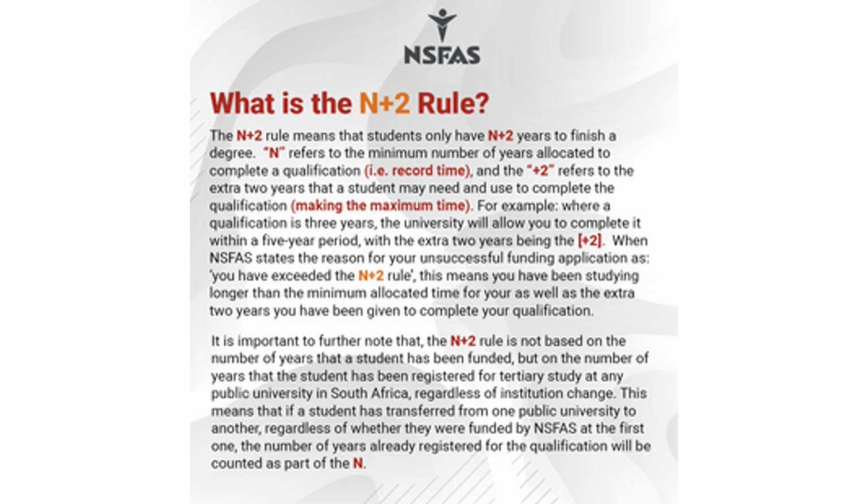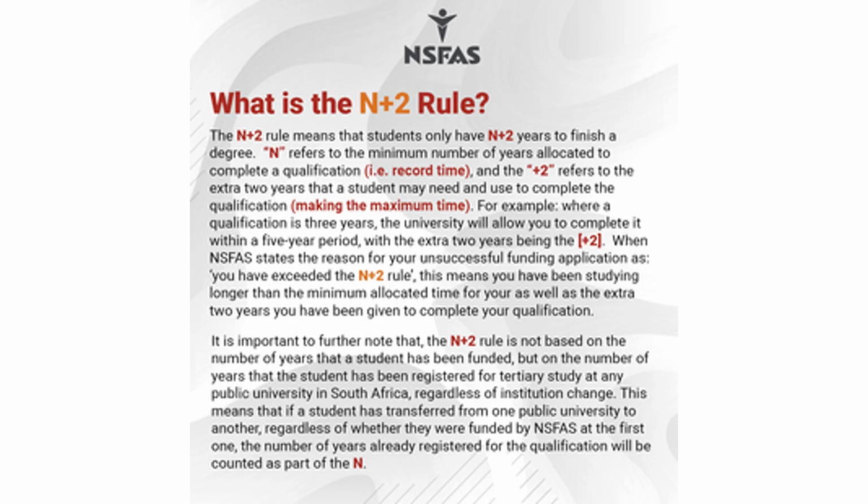So it states that N+2 rule means that students only have N+2 years to finish a degree, of which N refers to the minimum number of years that are given to complete a qualification. And on top of that, we're given an extra 2 years to complete that qualification. For example, if you registered for a 4-year duration course, you will be given an extra 2 years to complete that course. That's if you registered before 2018, so that will make it a maximum of 6 years. If you registered for a 3-year course, you'll be given an extra 2 years, and that makes it 5.